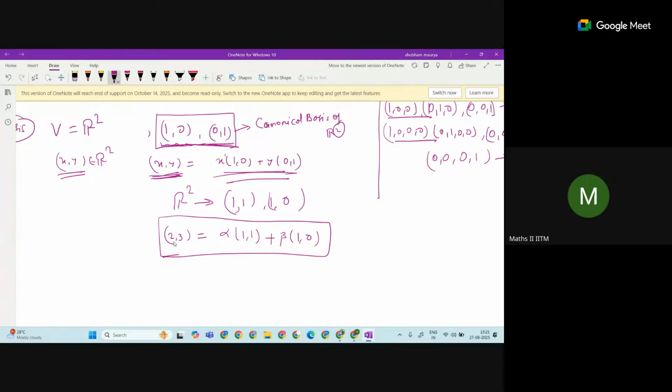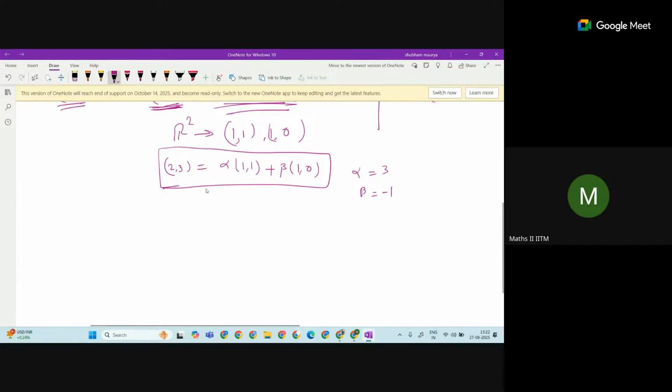Alpha is equal to 3. Beta is equal to... alpha plus beta equal to 2, so beta equal to -1. Yeah, this is what it is.